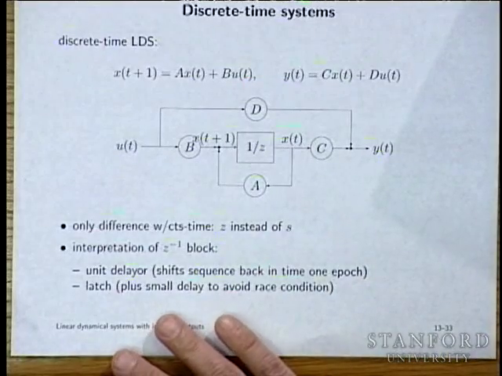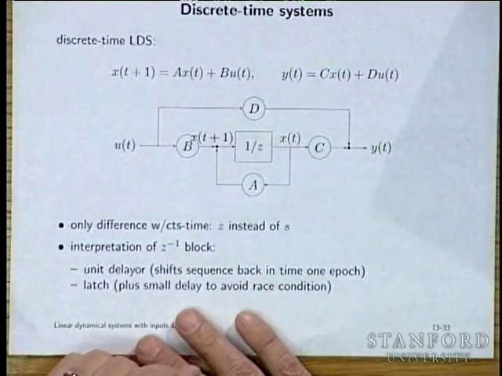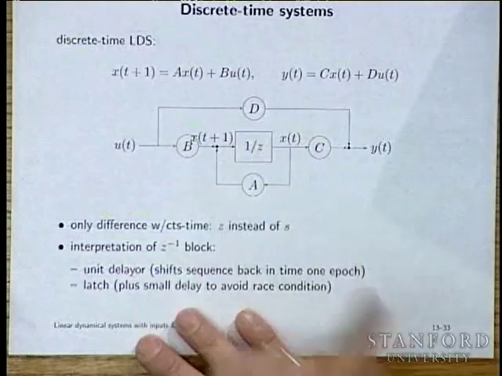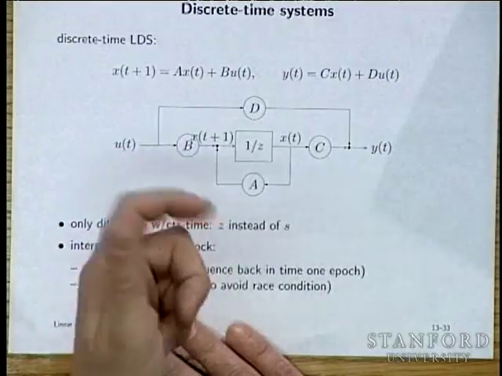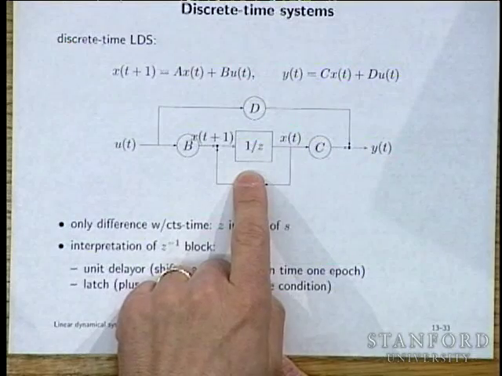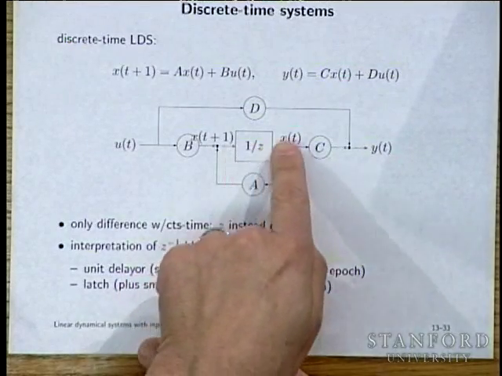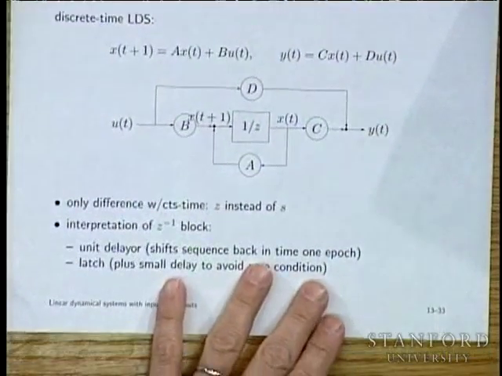I'll also mention that if you know about digital circuits, you can imagine that there's a latch, like two-phase clocking, or a small delay, so that this thing doesn't race around and come back. It's basically a one sample delay there.